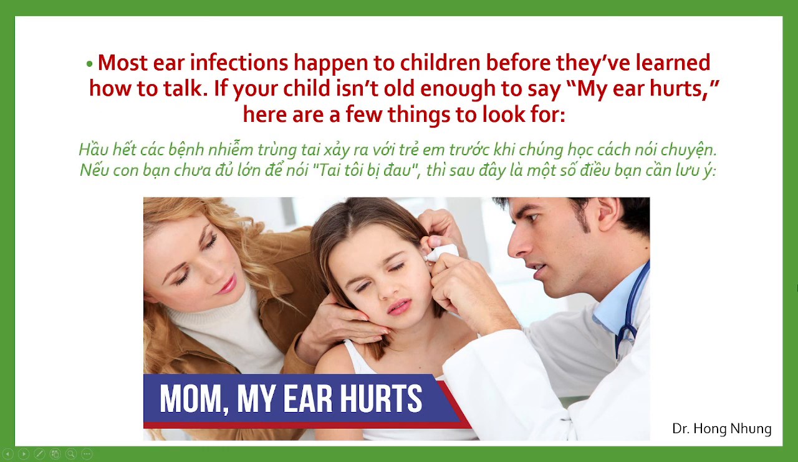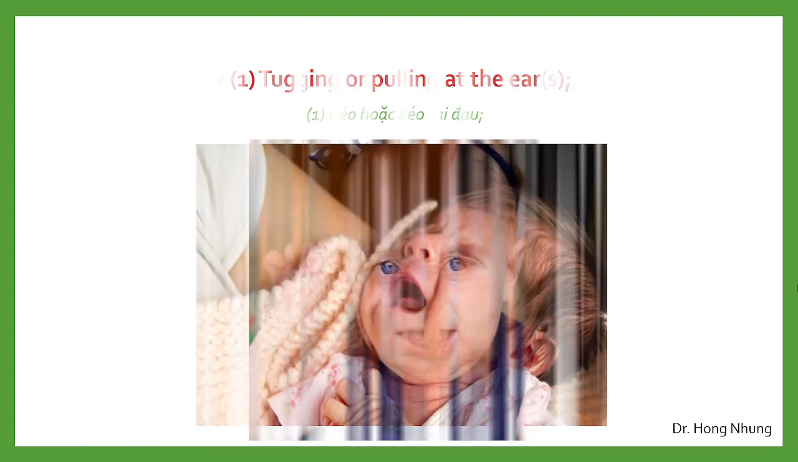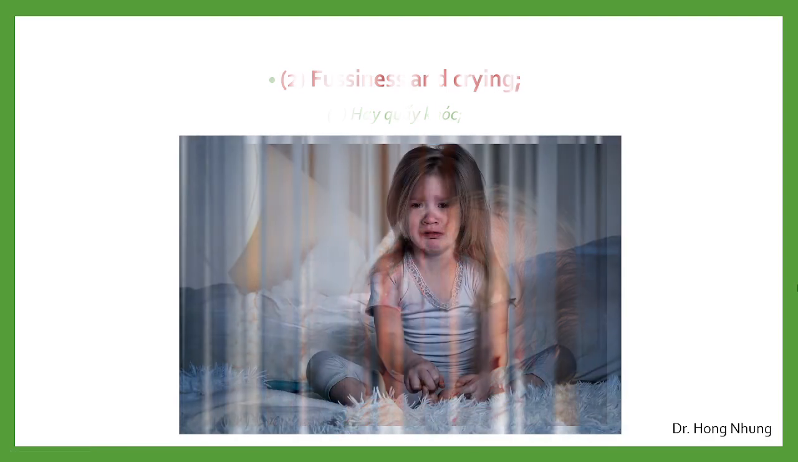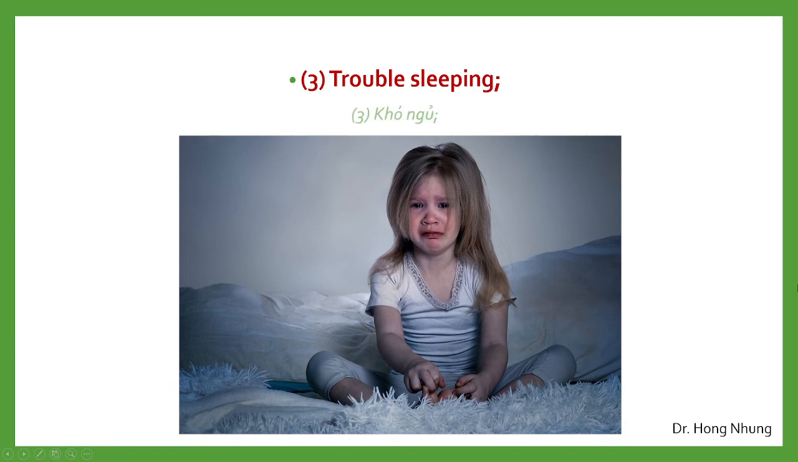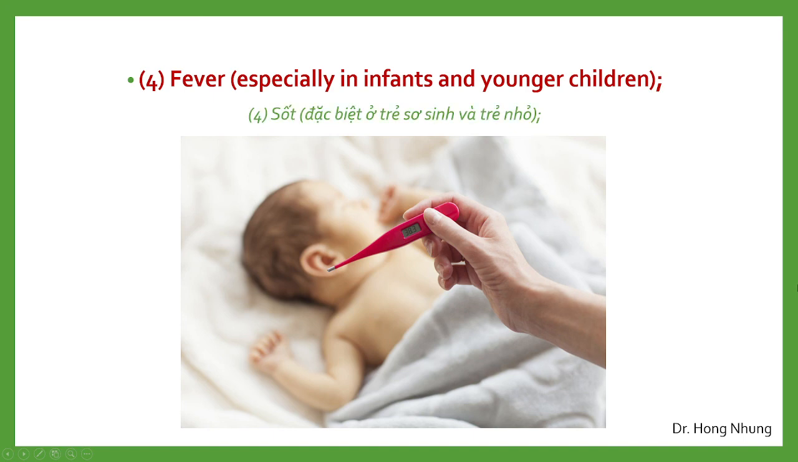Most ear infections happen to children before they learn how to talk. If your child isn't old enough to say, "My ear hurts," here are a few things to look for. 1. Tugging or pulling at the ears. 2. Fussiness and crying. 3. Trouble sleeping. 4. Fever, especially in infants and younger children.